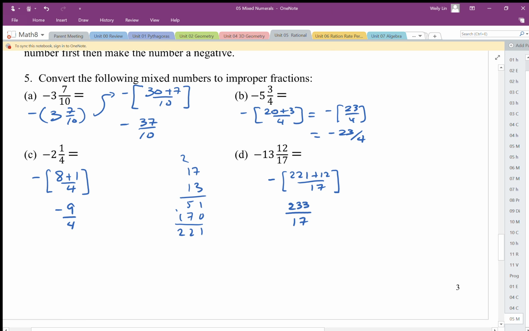Okay, that's the same as having the negative at the top. And if we really want, we could put the negative on the bottom. That's not really recommended, but it does mean the same thing. So negative 233 over 17 is the same as negative 233 over 17, which is the same as positive 233 over negative 17. And those are all equivalent to each other.